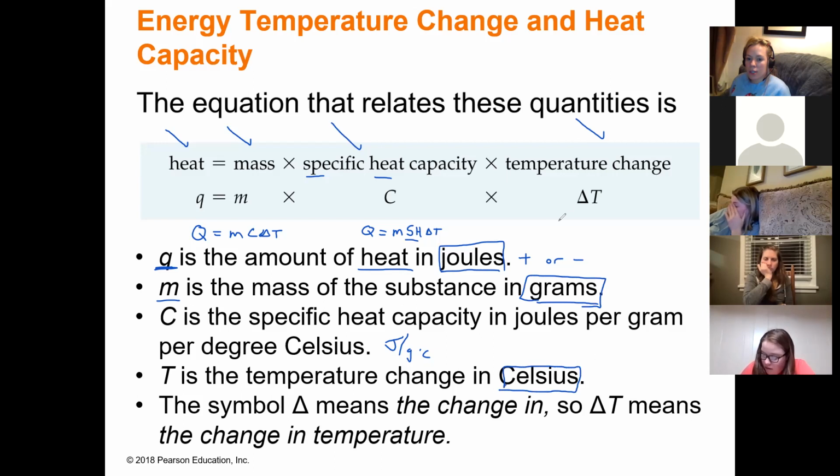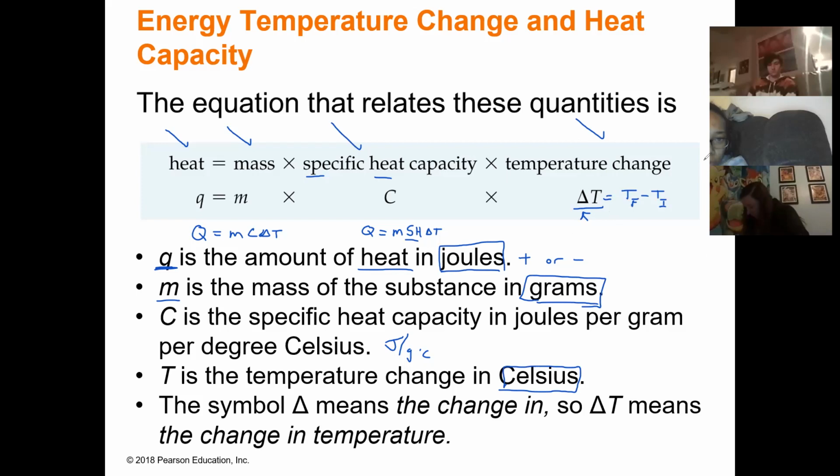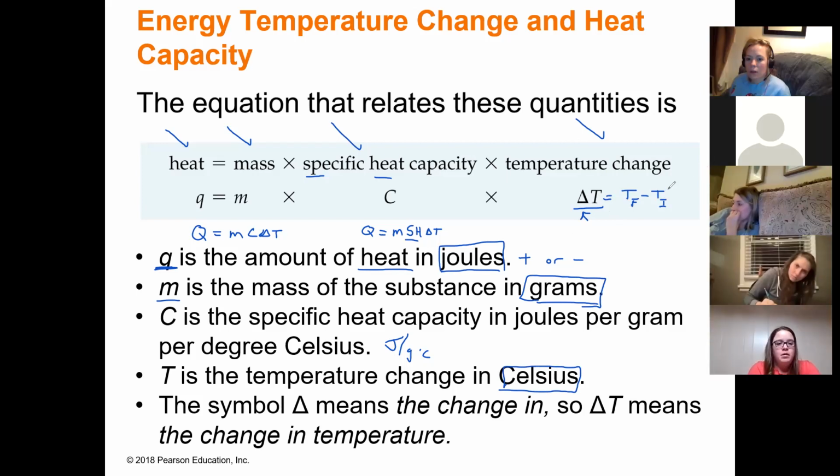Now it's not just temperature, it's ΔT. This delta symbol means change in. So ΔT is equal to your final temperature minus your initial temperature. If your final temperature is bigger than your initial temperature, you'll end up with a positive number and your Q will be positive. If your final temperature is smaller, you get colder, this will be negative and then your Q will be negative. So it is okay to have negative numbers in this.